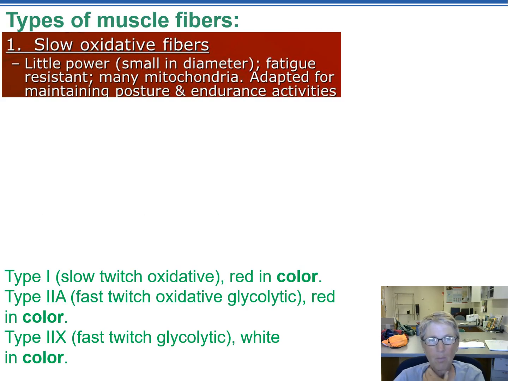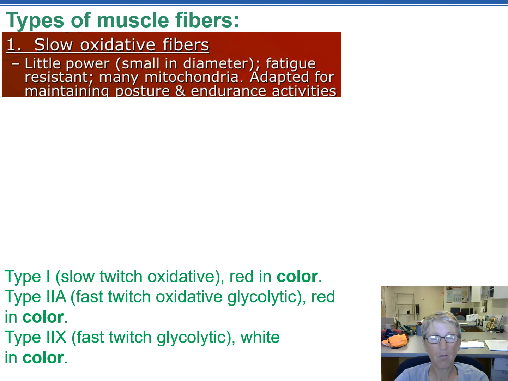So now we're going to talk about the types of muscle fibers. I don't know why this bottom part came on down here, but it did. So let's look at the first one. The first one is a slow oxidative fiber. Remember, muscle fiber is the same thing as a muscle cell. A slow oxidative fiber or cell is small in diameter. They're fatigue resistant though. They don't get tired very easily.